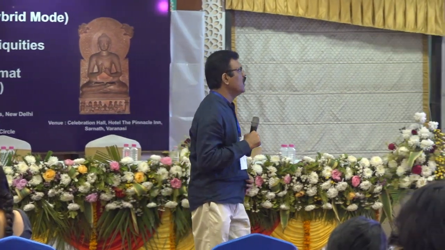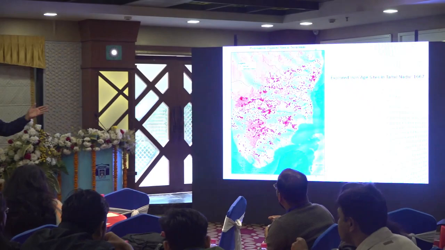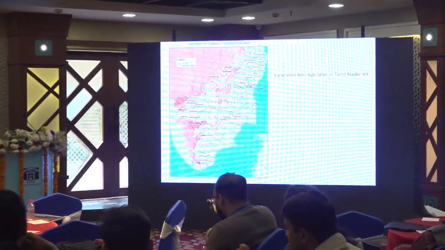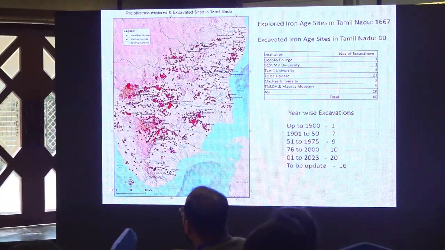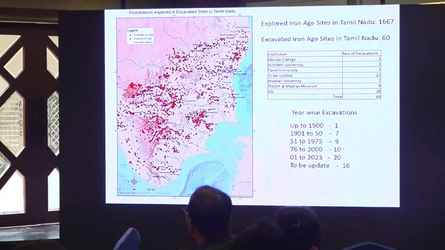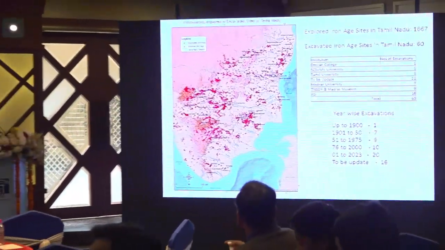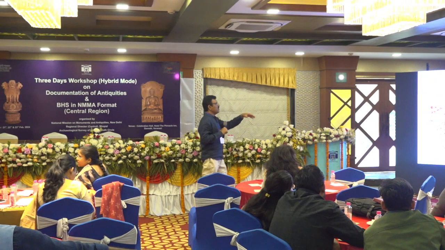Okay, next one. This is the Iron Age sites, nearly 1667 only in Tamil Nadu. Then next one, the excavated sites, 60. Next. The Iron Age is almost spread across the entire Tamil Nadu, and excavation has also been done in the entire Tamil Nadu. There are only small pockets where the gap is there. Okay, this is the institution-wise breakdown we did.